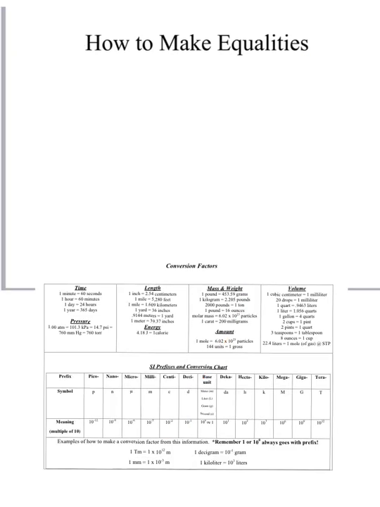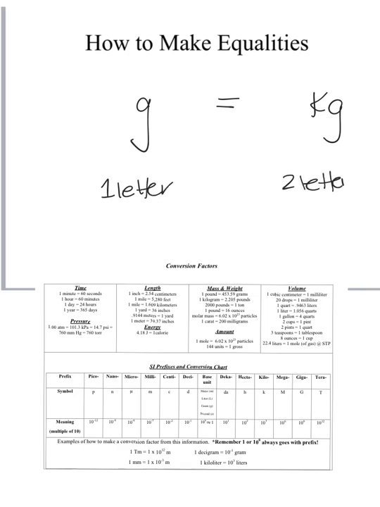Okay, let's try another one. Let's say we're comparing grams to kilograms, and I'm asking you, what's the equality? First I want to think, this is 1 letter and this is 2 letters. So this is the prefix and this is the base unit. Then you're going to say that chant to yourself. The prefix gets the 1, so that means 1 kilogram.